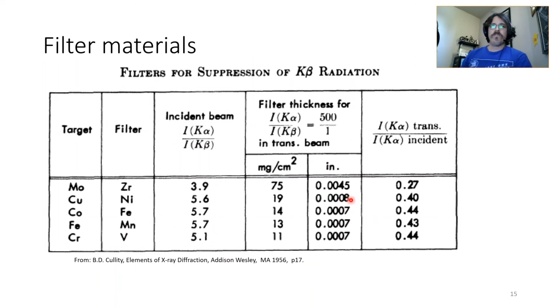Here's different filter materials, and all these materials have the absorption edge lying between the K alpha and K beta of your target. So for molybdenum, zirconium is a good filter. For copper, we've talked extensively about nickel. For cobalt, iron is a good filter. For iron, manganese is a good filter, and for chromium, vanadium is a good filter. It's funny, it gives it to you in terms of inches.